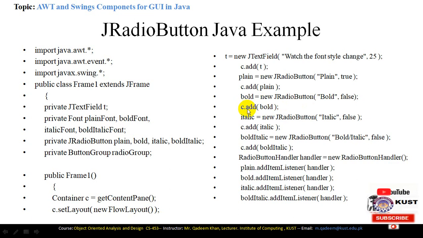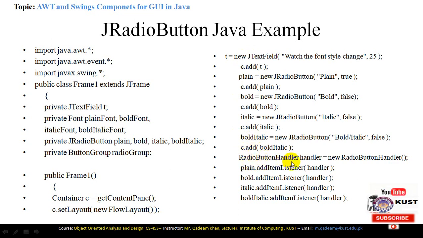Similarly, we added this into the container. Here we have defined the italic radio button. italic = new JRadioButton("Italic", false). And also we have added the italic button into the container. Next, boldItalic = new JRadioButton("Bold/Italic", false). c.add(boldItalic). So we have defined four different radio buttons here and added all these radio buttons into the container. So far, one text field and four different radio buttons are added into the container.